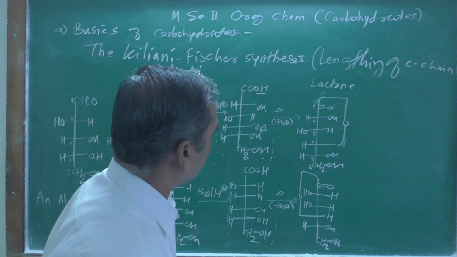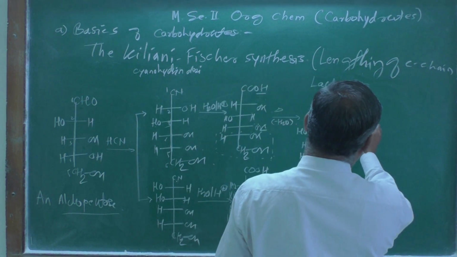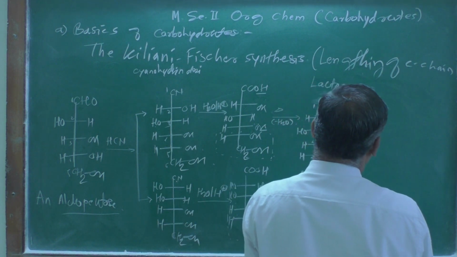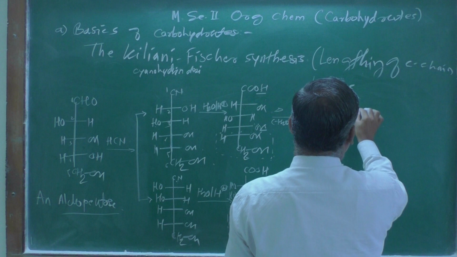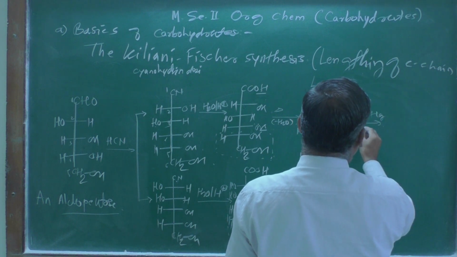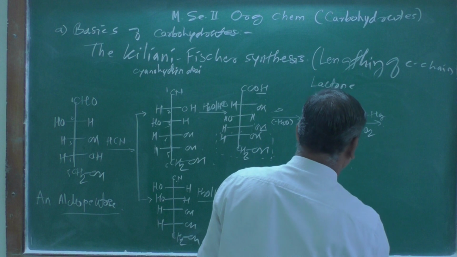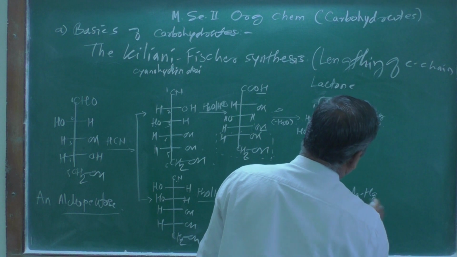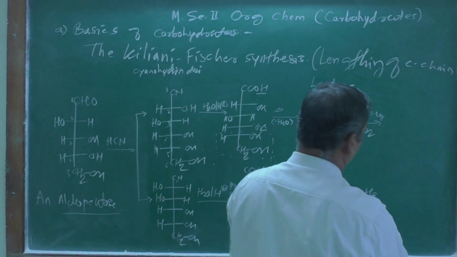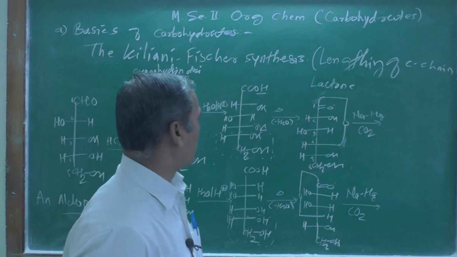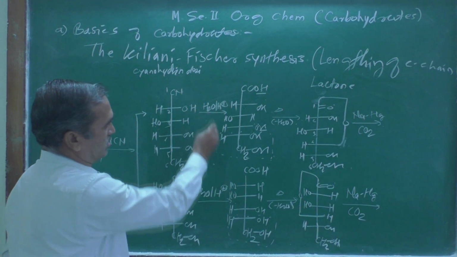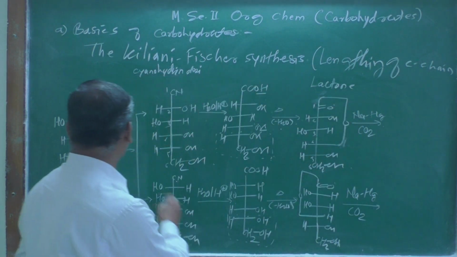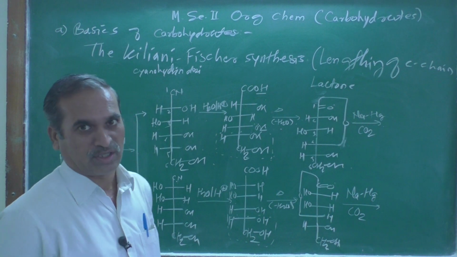Now after that, what they have done, they carried out this reaction by using the reducing reagent, generally sodium amalgam in presence of carbon dioxide. Here also they have carried out the reaction, NaHg in presence of carbon dioxide. It is a reducing reagent. This step is a hydrolysis, this step is an elimination, and this is a reduction process, and this is just a nucleophilic addition reaction.